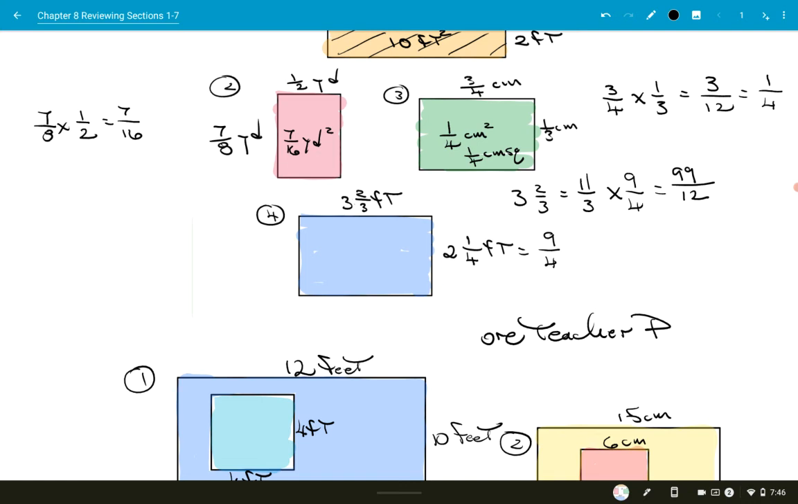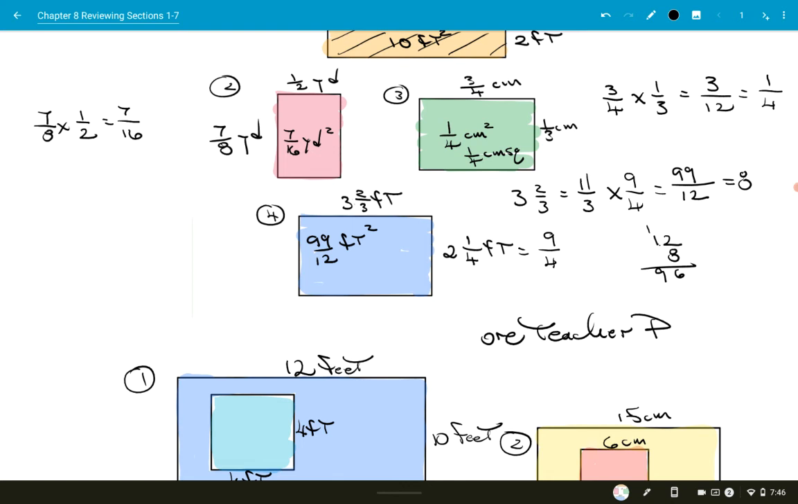Okay? So, I didn't say to reduce it or to convert it into a mixed number, but if somebody had put 99 over 12 feet squared, I would have been fine with that. But you can convert it back into a mixed number. How many times does 12 go into 99? Well, I don't know. If you don't know your times tables, how about 12 times 8? What do we get there? That's 16, carry the 1. That's 8, it's 96. So it's going to be 8 times, right?